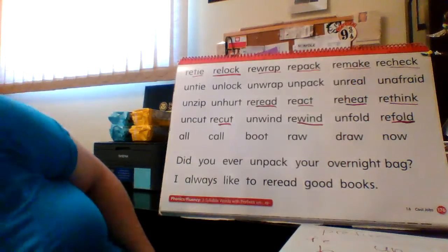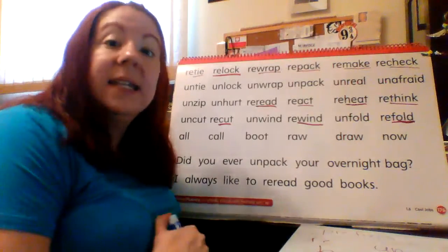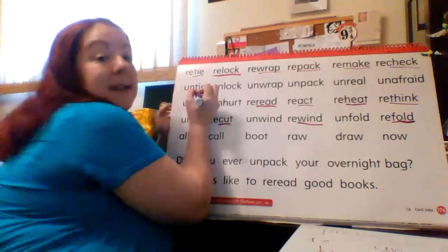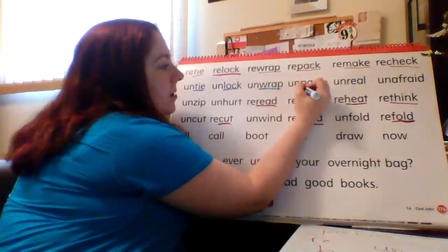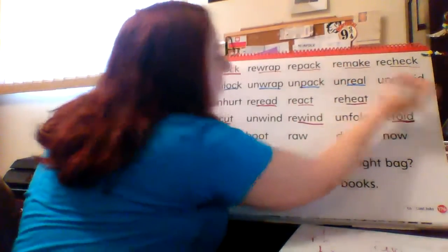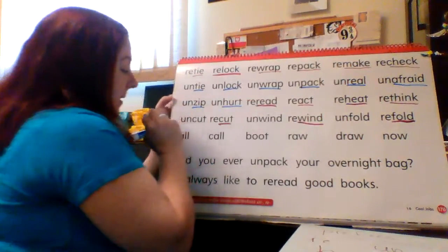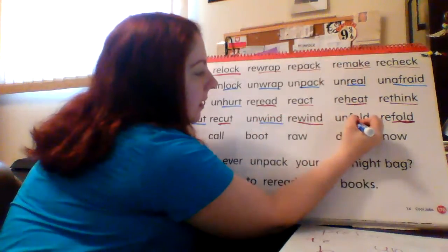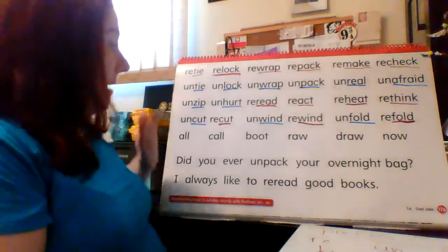Okay? So now we're going to look at the words that have the un. Remember, the un means it's the opposite of it or it's not, okay? So you have untie, unlock, unwrap, unpack, unreal, unafraid, unzip, unhurt, uncut, unwind, and unfold. So all of these mean the opposite or to not do it.